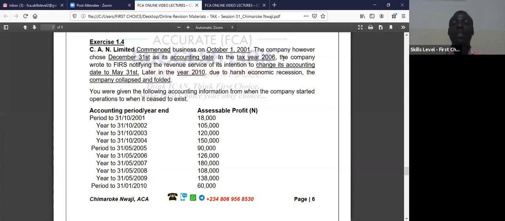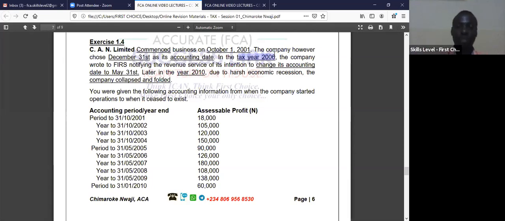Tax year 2006, the company wrote to the FIRS notifying the Revenue Service of its intention to change its accounting date to March 31st. So not this year, this year. That means this year is going to be your first relevant year in your change of accounting date.